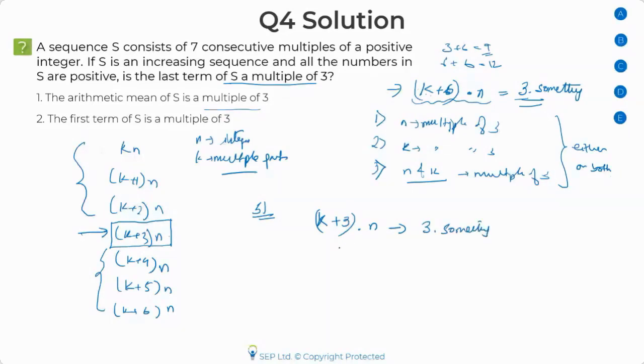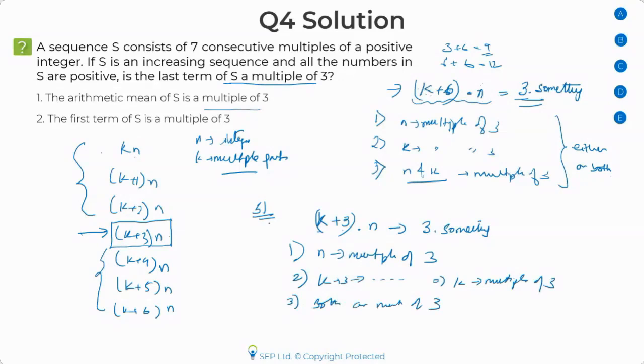Okay, 3 times something. Now, if k plus 3 times n is a multiple of 3, you can infer, right? Either n is a multiple of 3, or k plus 3 is a multiple of 3, which means k is a multiple of 3. So this statement is somehow telling you, third case also could be that both are multiples of 3. Okay, that's also possible. So this kind of tells you that any one of them or both of them is definitely a multiple of 3. And that is what you're looking for. Okay, I hope this part is clear.